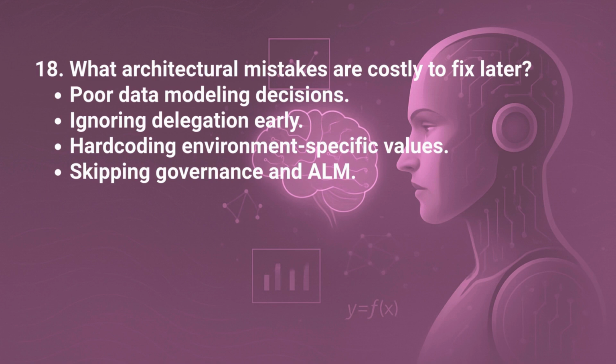18. What architectural mistakes are costly to fix later? Poor data modeling decisions. Ignoring delegation early. Hard-coding environment-specific values. Skipping governance and ALM.